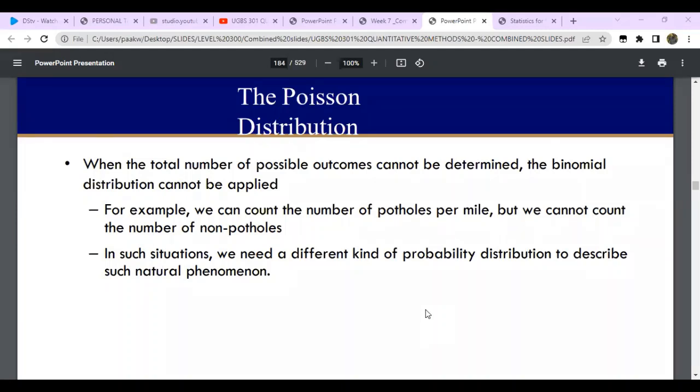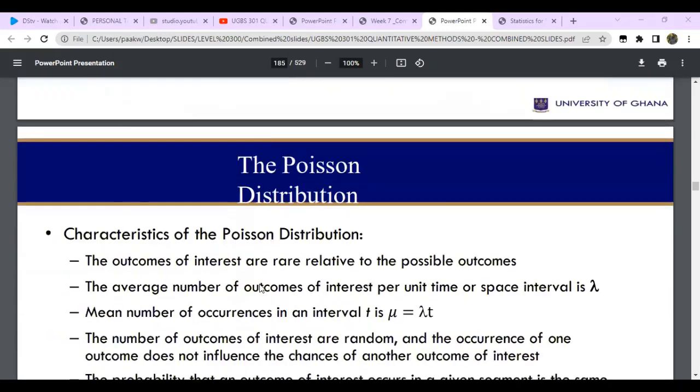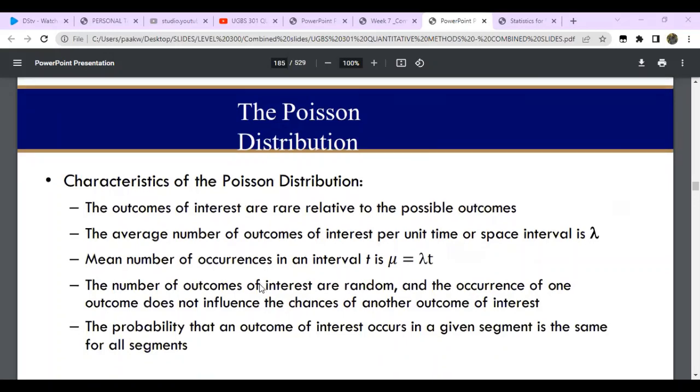So I'm saying when the total number of possible outcomes cannot be determined, we cannot use what? Binomial distribution. We can only use binomial distribution when the possible outcomes can be determined. For example, we can count the number of potholes per mile, but we cannot count the number of non-potholes. In such situations, we need a different kind of probability distribution to describe such phenomena. So let's look at the characteristics of Poisson distribution.